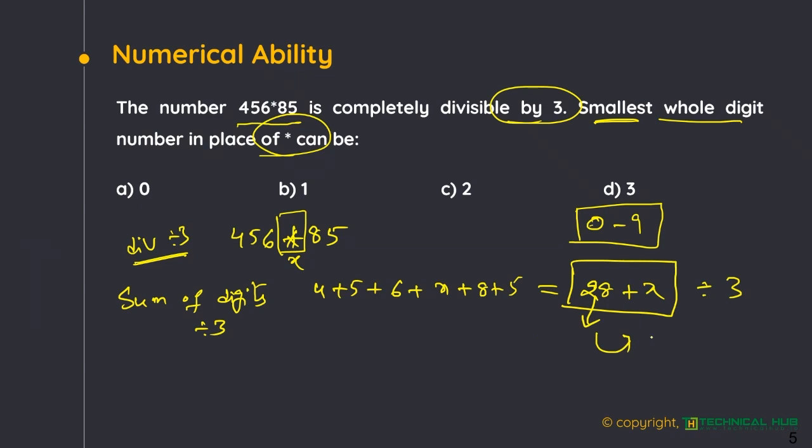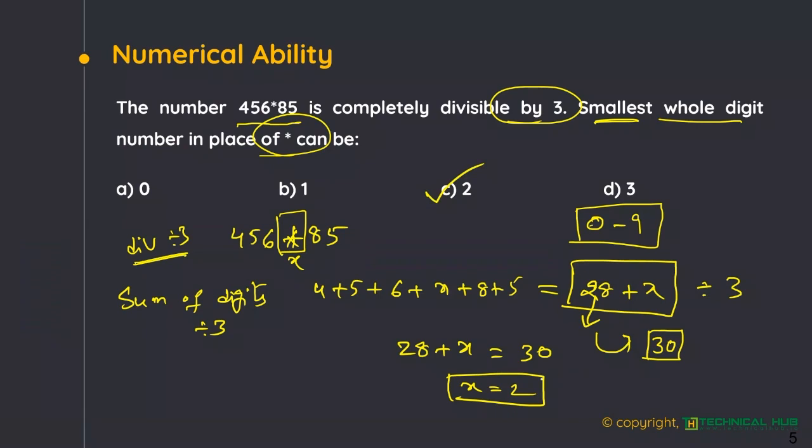After 28, the next number which is exactly divisible by 3 is 30, right? In order to get 28 plus x equal to 30, the value of x must be 2. Here we consider this star as x, therefore the value of star is equal to 2. The smallest value of that particular star is 2. There is a chance of taking some more values also.